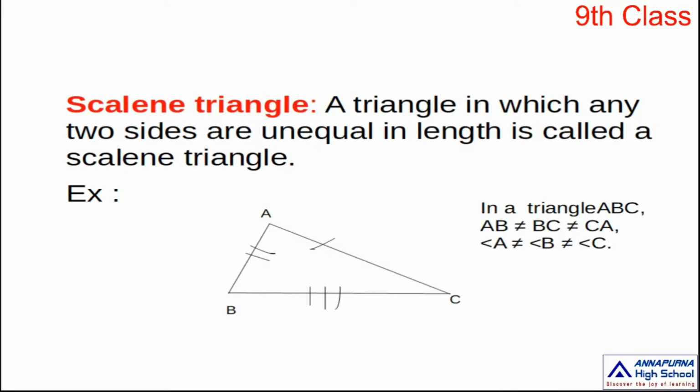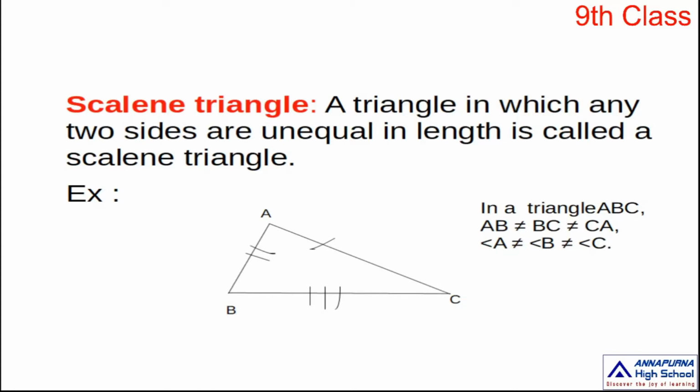The third one is scalene triangle. What is the definition of a scalene triangle? A triangle in which any two sides are unequal in length is called a scalene triangle. Example, see the figure. ABC is a scalene triangle because AB is not equal to AC, or AB is not equal to BC, or BC is not equal to AC. So the triangle ABC is a scalene triangle.